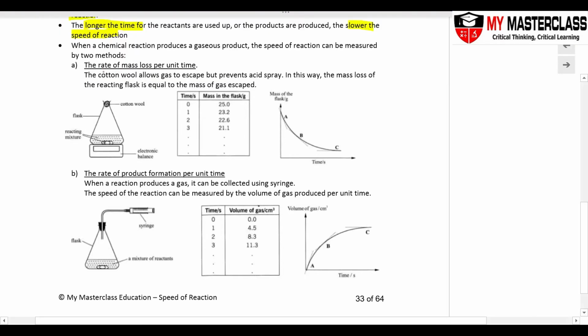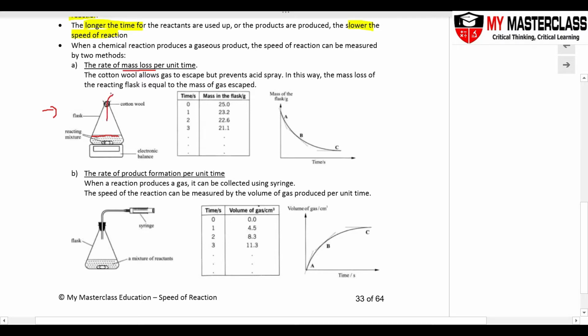Number one, the first method is to measure the mass loss over time, the mass loss of my reactants over time. In a chemical setup, this is how we usually set it up. If they ask you to draw, we really have to draw and label it this way. For example, with a carbonate plus an acid reaction, I put the carbonate inside and pour in the acid, and then I put it on the electric balance with cotton wool over it. The reaction gives me salt, carbon dioxide and water.